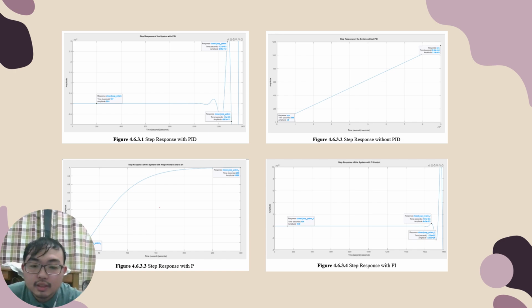First figure is the step response with PID, followed by the second graph, the step response without PID, the third graph is the step response with P, and the last is the step response with PI.